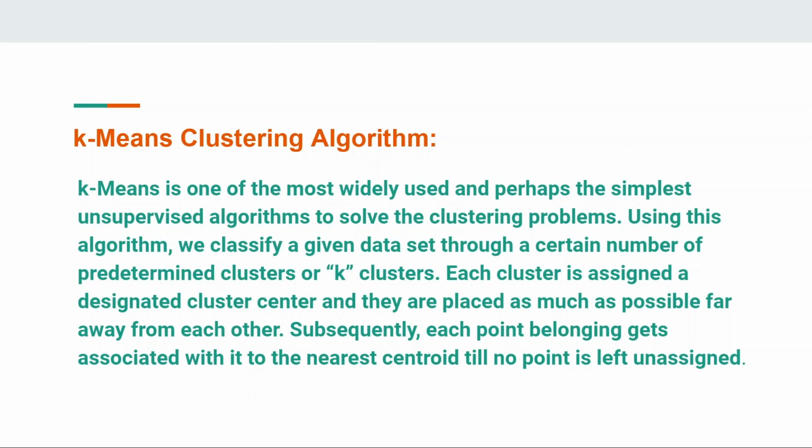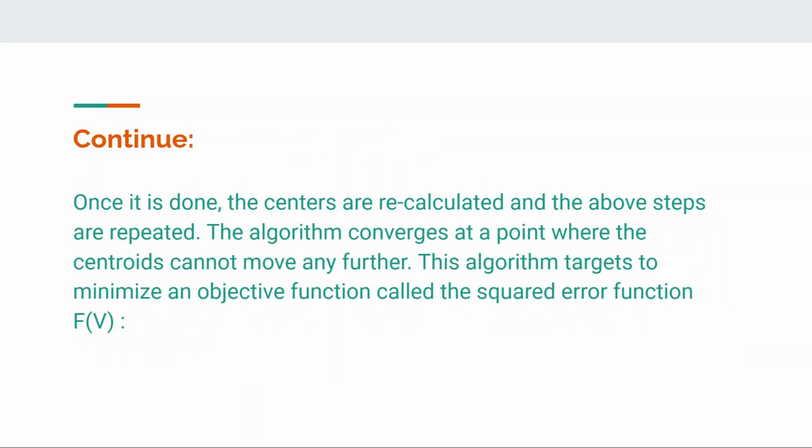K-means clustering algorithm. K-means is one of the most widely used and perhaps the simplest unsupervised algorithms to solve the clustering problems. Using this algorithm, we classify a given data set through a certain number of predetermined clusters or K clusters. Each cluster is assigned a designated cluster center and they are placed as much as possible far away from each other. Subsequently, each point gets associated with the nearest centroid till no point is left unassigned.